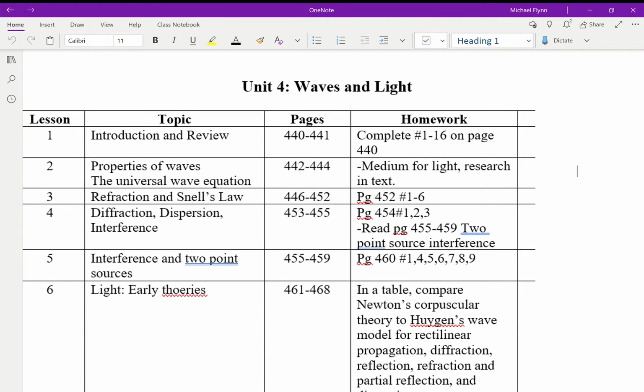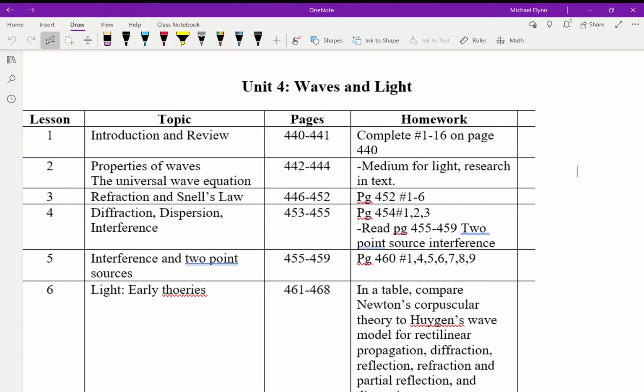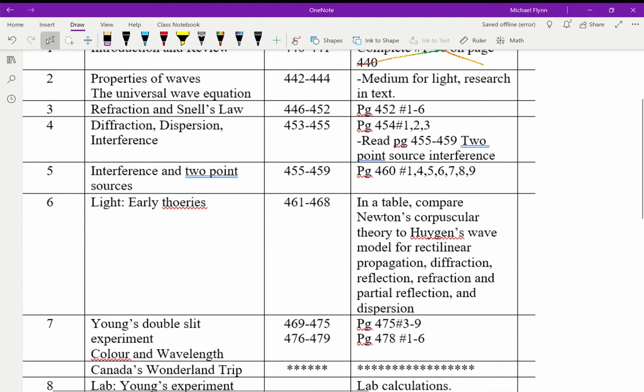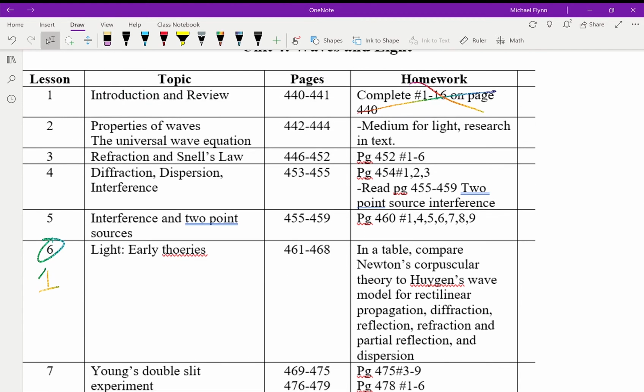You don't really have to do that, just to save you some work. And also, what I'm going to do today is make this lesson number 1. I'm going to start with sort of the history, so I'm going to put that up here, and you can cross out this lesson number 1 here. So lesson number 1 is really lesson number 6.